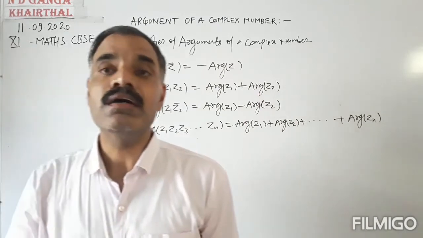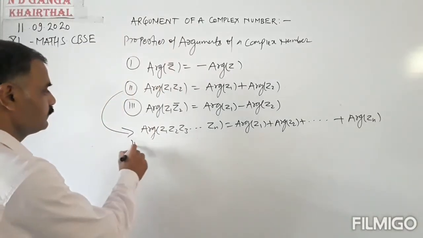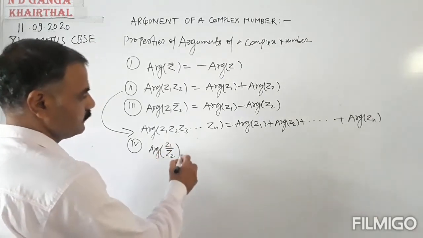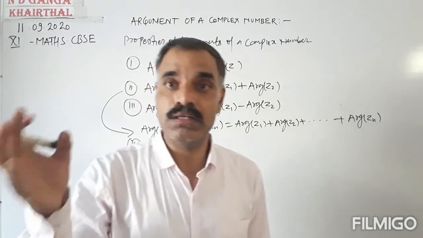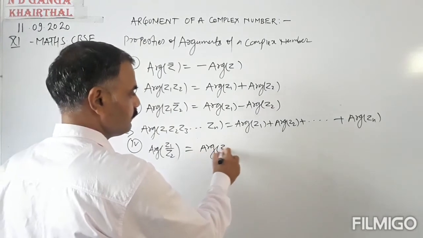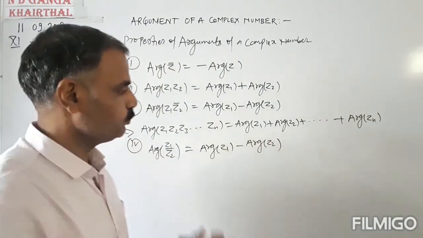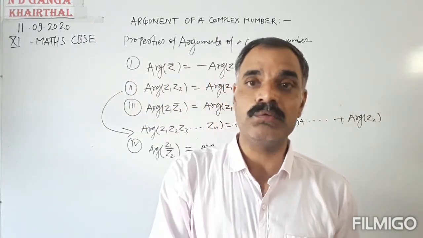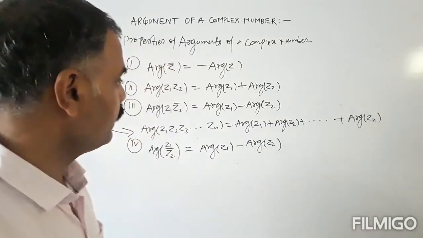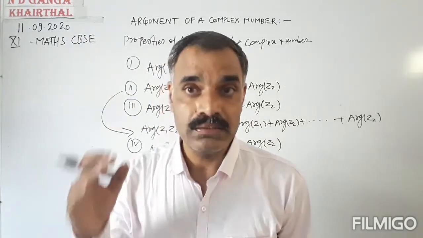And one more property is there of the argument, that is argument Z1 upon Z2, which means the argument of the division of two complex numbers. That is equal to argument of Z1 minus argument of Z2. So these are some of the properties of the argument of a complex number.